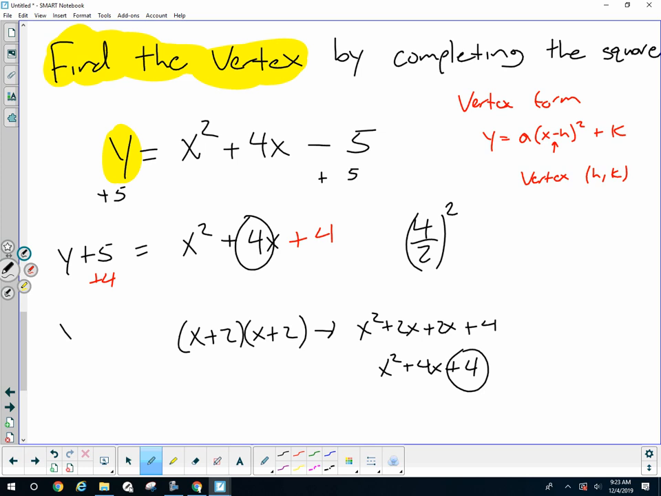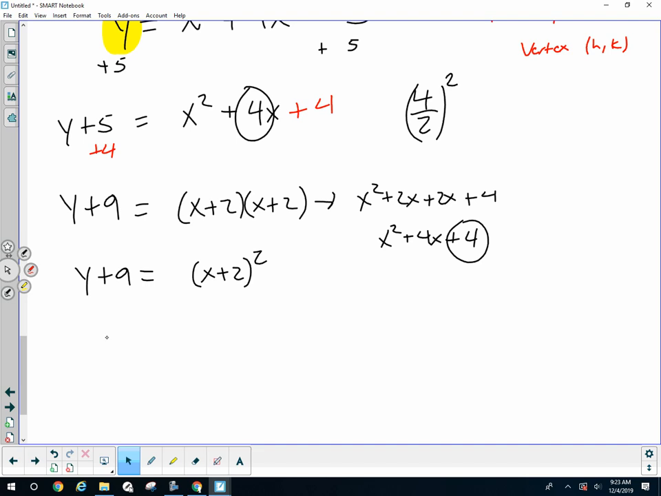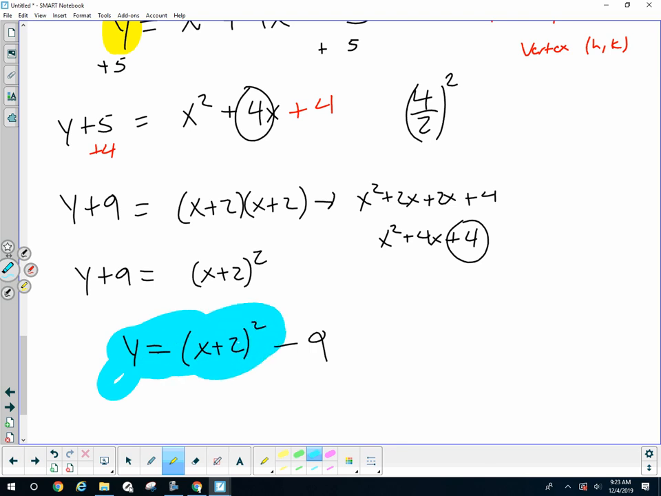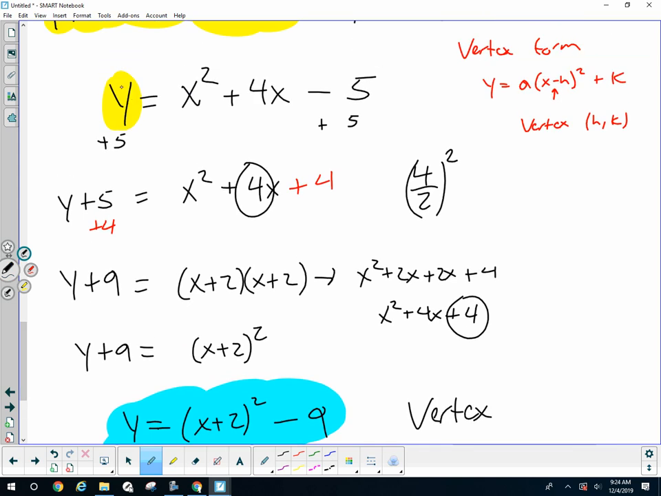All right, so I get y plus 9 equals x plus 2 times x plus 2. That's y plus 9 equals x plus 2 squared. Well, subtract the 9. We get y equals x plus 2 squared minus 9. That, my friends, is in vertex form. By looking at it, I know the vertex for my original equation, which can be simplified to look like this, is going to be at -2, -9.